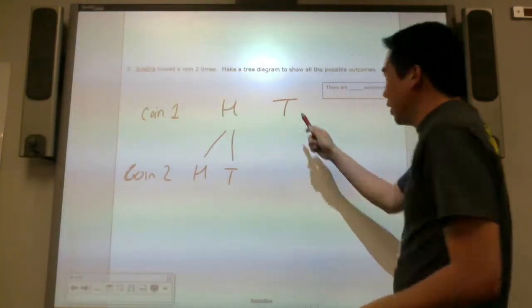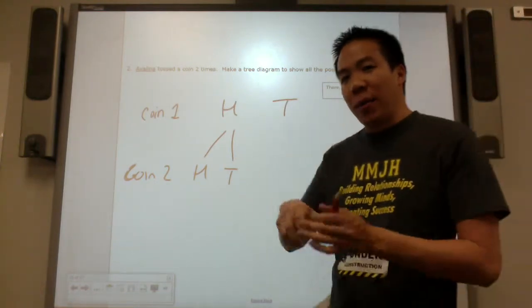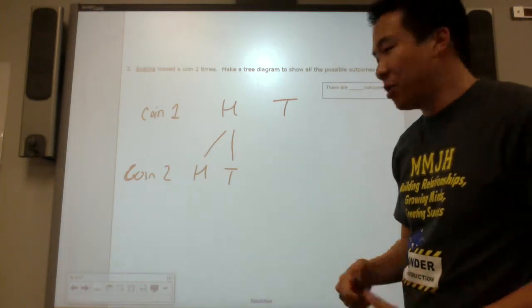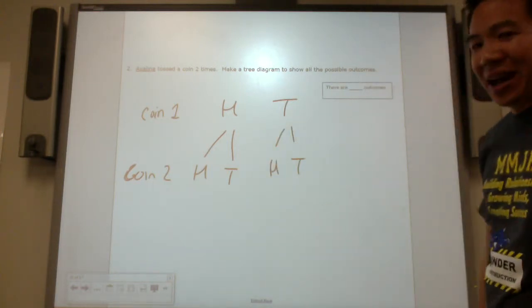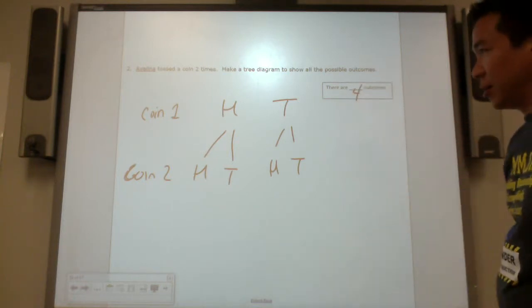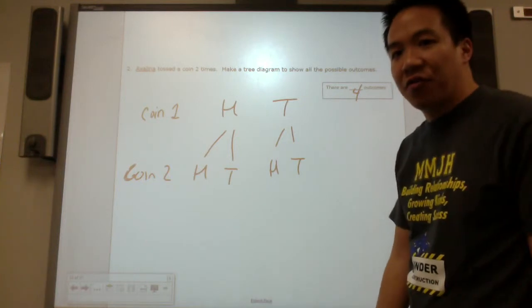If I, however, landed a tail with coin 1, and I pick up my second coin and flip it, what are the possible outcomes? I can either get heads or tail. So how many outcomes do you see? There are 4 outcomes. Heads, heads; heads, tail; tail, heads; or tail, tail. There are 4 outcomes.